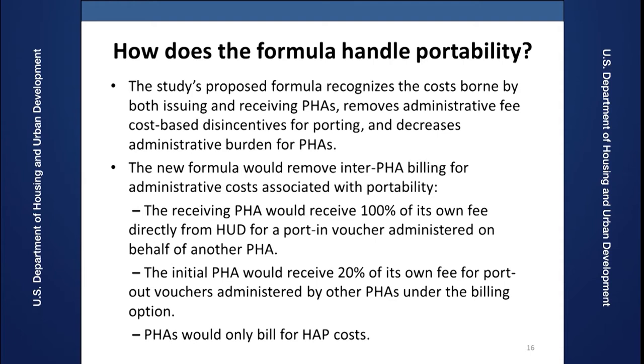So basically, the new administrative fee formula would embed portability-related fees for receiving and issuing PHAs into the count of vouchers under lease. So again, a PHA would receive a fee based on its vouchers under lease, which would include port-in vouchers, and then would receive a supplemental fee for any port-out vouchers that are administered by other PHAs.